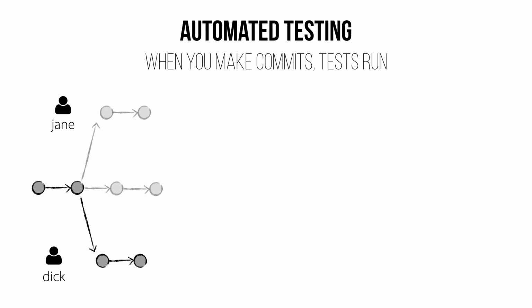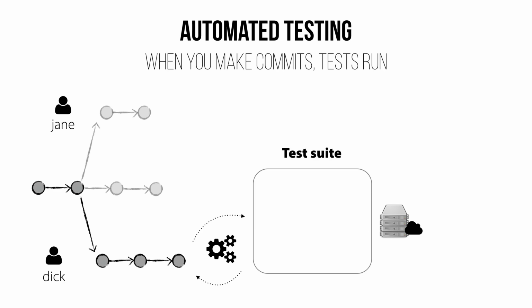Automated testing supports a few of the other practices. So basically, automated testing means when you make commits, tests run. So here we have some Git commits. We have two people working on them, Jane and Dick. And let's look at what Dick's doing here. Let's say Dick creates another commit here. And when he does that, what's going to happen is that in an automated fashion, there's going to be a test suite that runs. And that test suite shows that Dick's code passes test 1, test 2, fails test 3, and maybe it passes the other test.